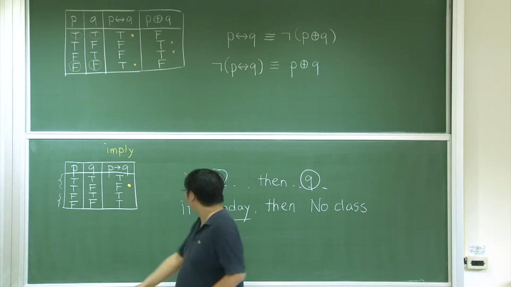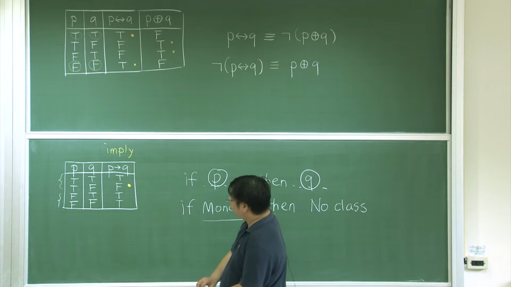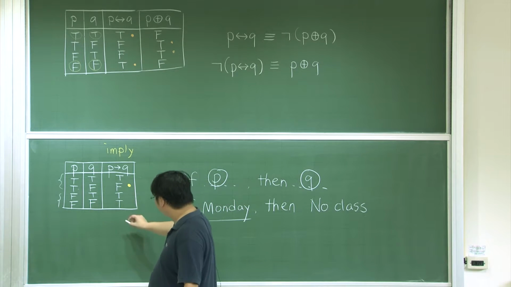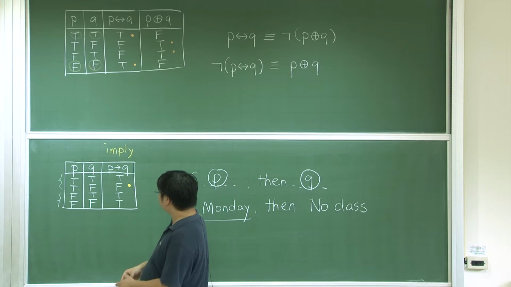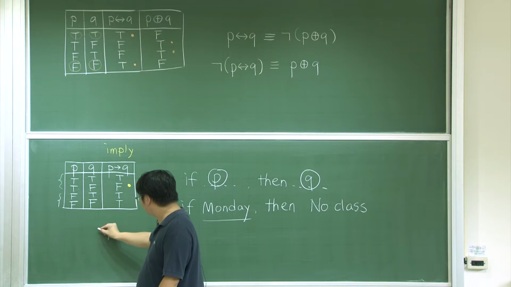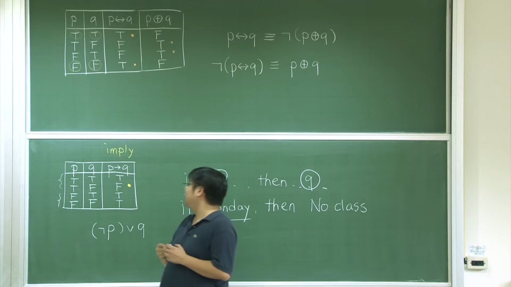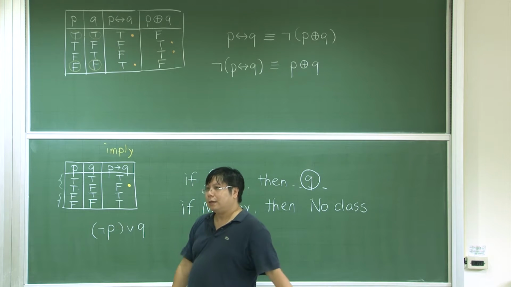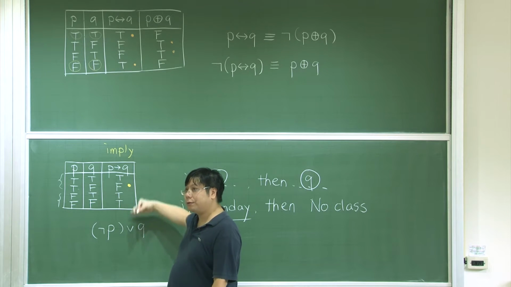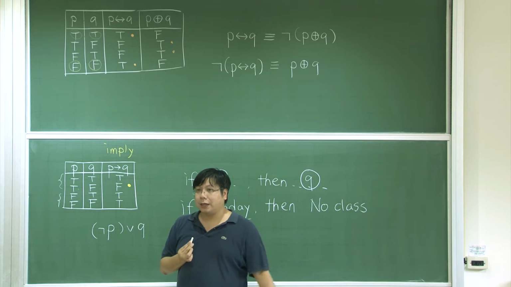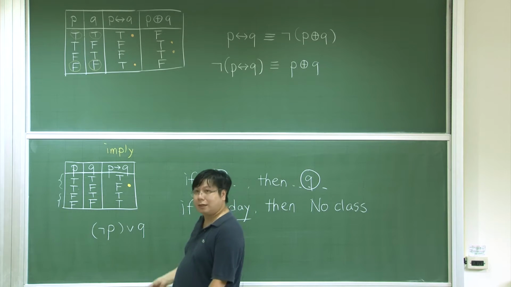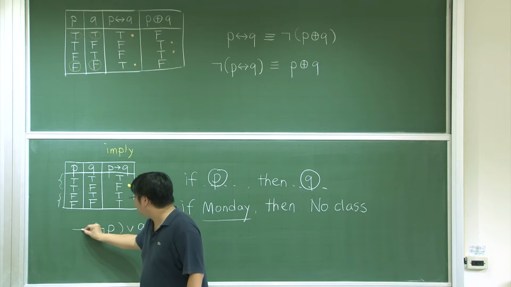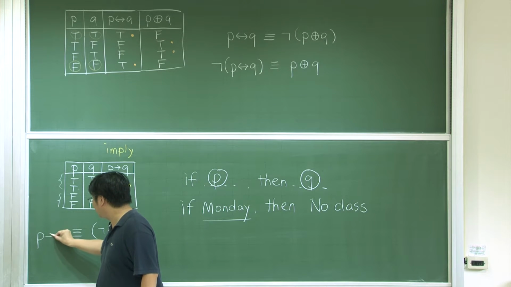Now, this imply also has a very useful equivalence. Sorry, not tautology, equivalence. It turns out that if you check not P or Q, they will have the same truth values here. Now, of course, we can write a truth table to check this: true, false, true, true. But on the other hand, let us use another way to reason why this is equivalent to P implies Q.